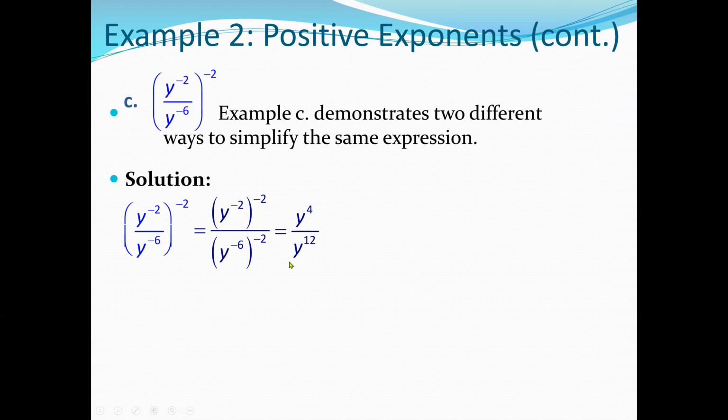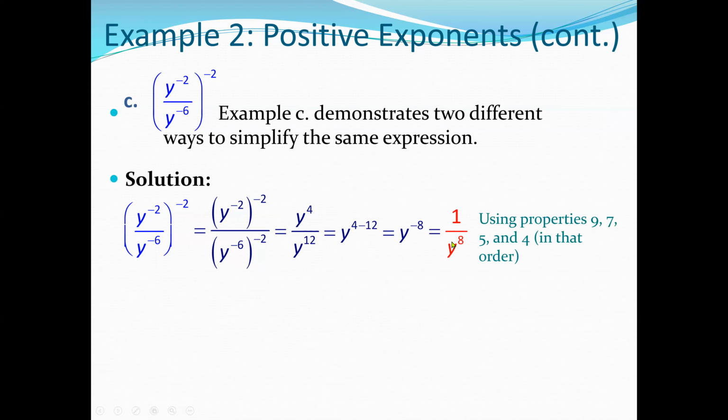Then if we like, we can reduce it, because we are dividing. So 4 minus 12 will give me y to the power negative 8, because again, we have to subtract the denominator exponent from the numerator. Then the negative will change to positive, so it will be 1 over y to the power 8.